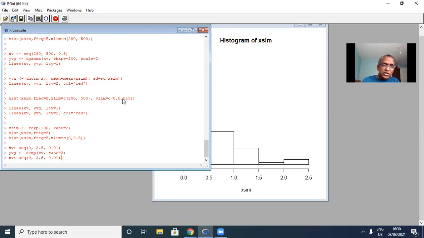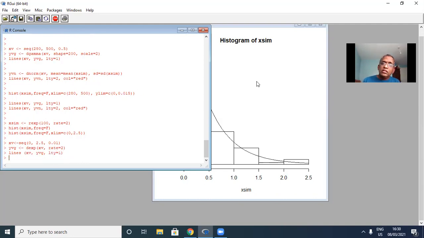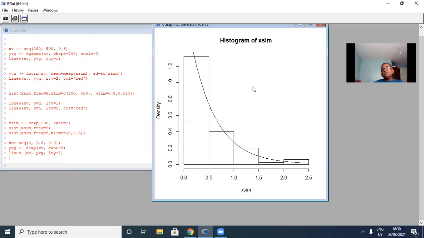Then let me use the lines command, which is lines xv, yv with line type equal to 1. And this is what you get. So what I have done here is to simulate data from an exponential and drawn a histogram, and on top of the histogram, I have plotted the true density of the exponential distribution, which is in black, right?